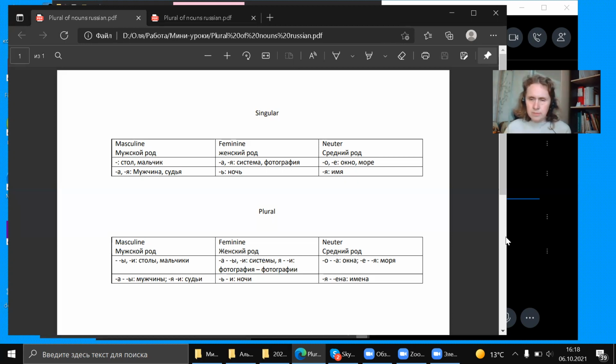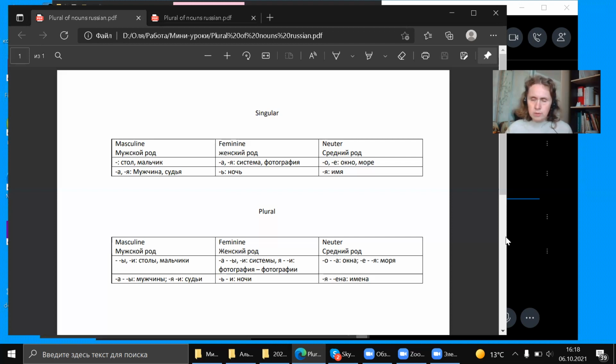Now, feminine nouns. Their most common ending will be a. So as you can see, if you have a noun ending in a or ya, it can be either masculine or feminine, mostly feminine, of course, but you cannot be sure. So here we have Systema, a system. I've chosen some nouns that should be easy to figure out. And fotografia, a photo, a picture.